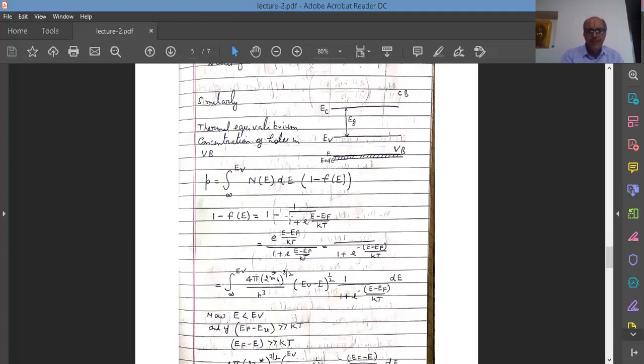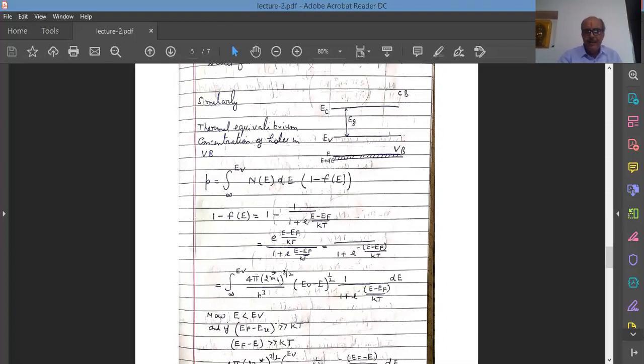1 minus Fe, you can do it in a similar way. So this is very simple. This one will cancel out, and it is e to the power minus Ef upon kT. And if we divide the numerator and denominator by e to the power minus Ef upon kT, it becomes 1 upon 1 plus e to the power minus (E minus Ef) upon kT.